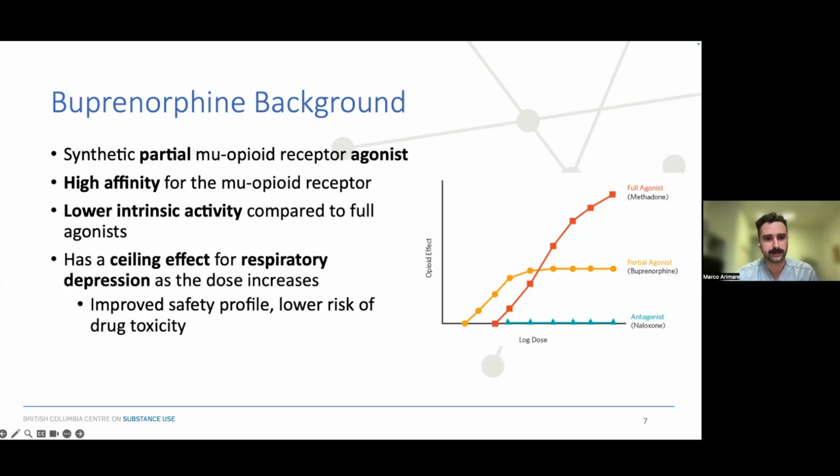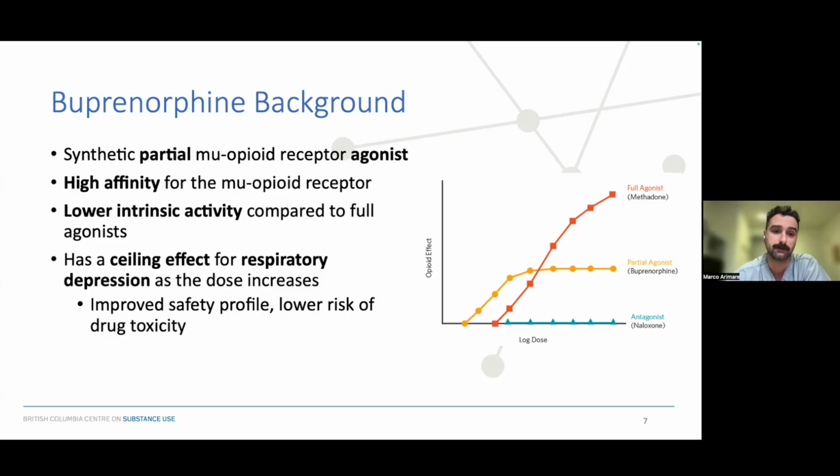So buprenorphine is a synthetic partial mu-opioid receptor agonist. It has a very high affinity for the mu-opioid receptor, which means that it can displace and block full opioid agonists, such as fentanyl and methadone, from binding to the receptor. Due to its partial agonist properties, buprenorphine does not activate opioid receptors to the same degree as a full opioid agonist. And so if a full opioid agonist is present on the receptor, its rapid displacement by buprenorphine can result in precipitated withdrawal.